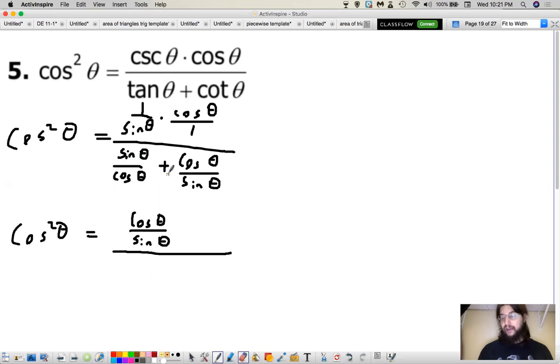I got 2 fractions to add. Butterfly. Sine times sine is sine squared. Sine times cosine is cosine squared. Don't forget your symbol between them. Yes, the order matters significantly. This times this, then this times that, with a sign in between it. Plus signs don't really make a difference, but minus signs make a huge difference. We're going to put that over this times this. Cosine theta, sine theta.